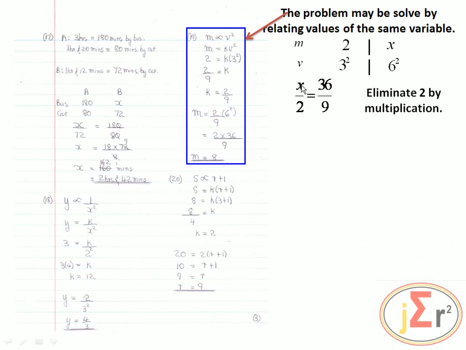We need to find the value of x. So we need to eliminate the 2 that we are dividing by. And we will eliminate that 2 by multiplying by 2. But we cannot do it on one side alone of an equation. We have to do it on the other side of the equation also.